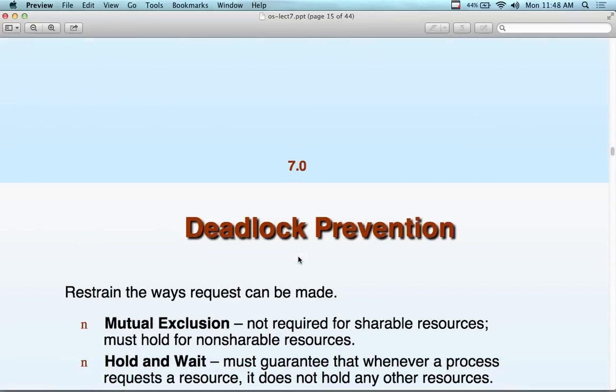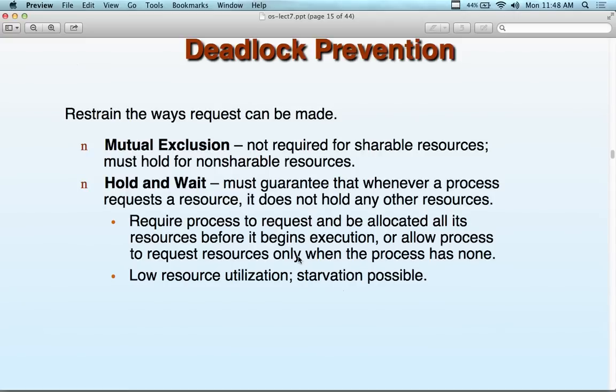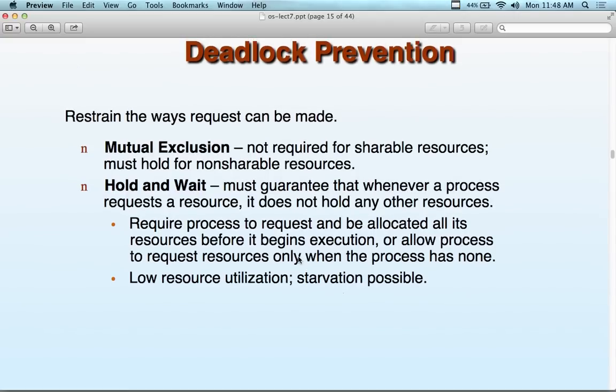Happens all the time. Why bother? So let me talk a little bit more about prevention. Restrain the ways the request can be made. Allocate only one CPU for certain things and the other CPU for other things. Make certain processes only available to use this drive and then they can use that drive. The order or the resource itself.